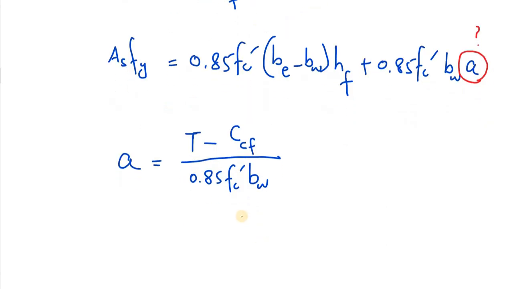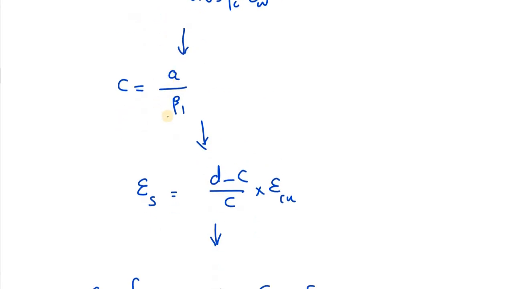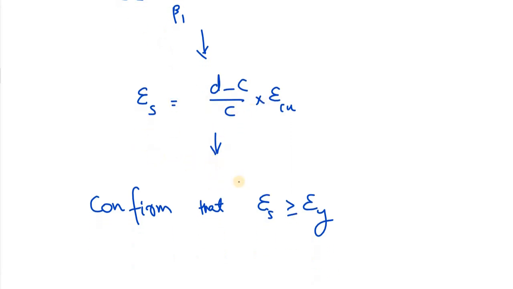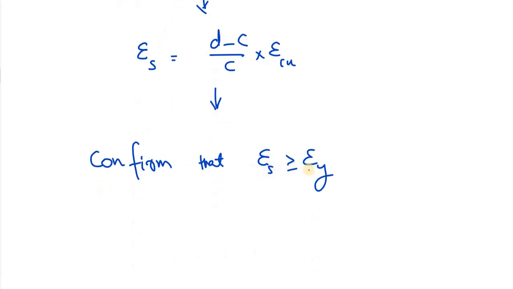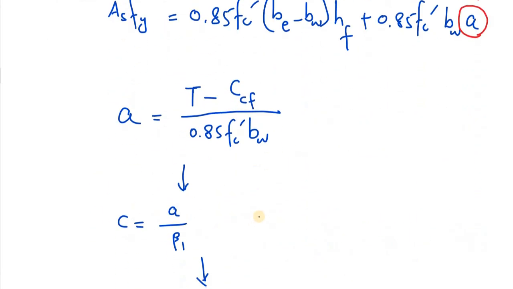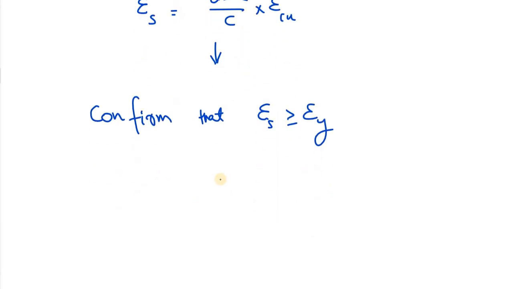Once you know your A value, you can calculate C from this expression, and then using that C value, you can calculate epsilon S, and then confirm your assumption that epsilon S was really equal to or greater than epsilon Y. We assumed FS equal to FY because we had assumed that epsilon S is equal to or greater than epsilon Y, that the tension steel is yielding, so that is confirmed. So your calculations are all right. Just go ahead and calculate the bending moment capacity.